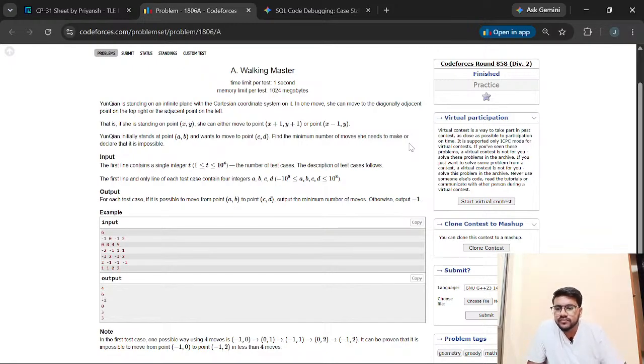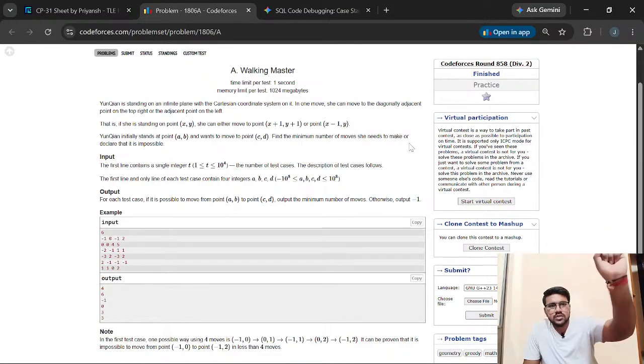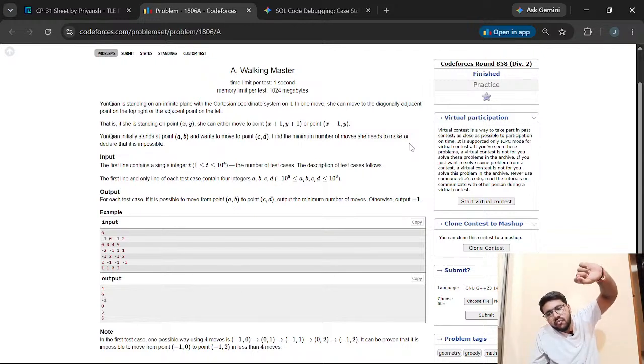Okay, I got it. She will move like this, then this, then this, and this. 2, 3, 4, 5. Okay, okay.